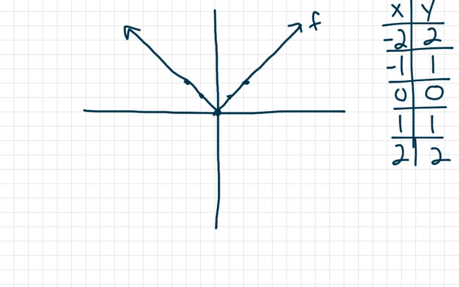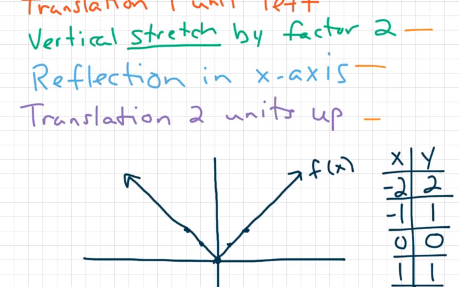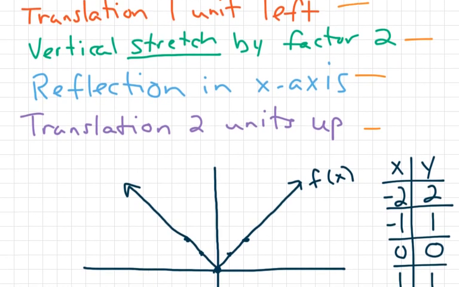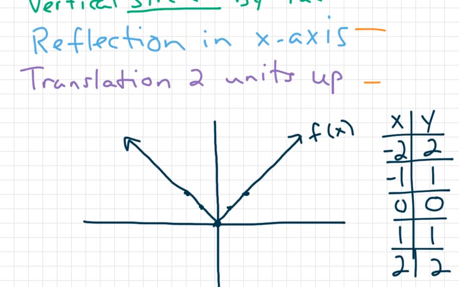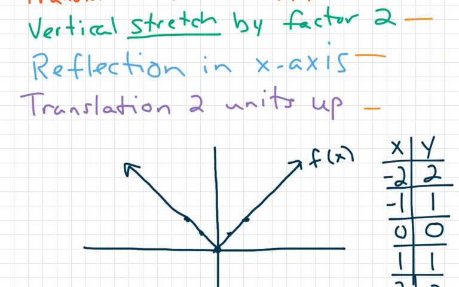That's f of x. Now, I'm going to take each point individually, and I'm going to follow these steps. Okay, I'm going to mark things in different colors here. So just kind of bear with me. Okay, so I'm going to start with the vertex. I'm going to go 1 unit left, so that would put me there.